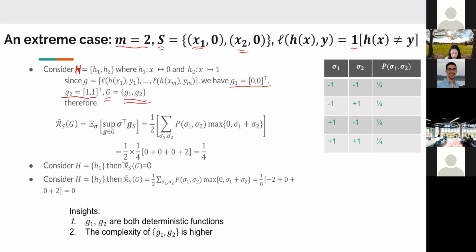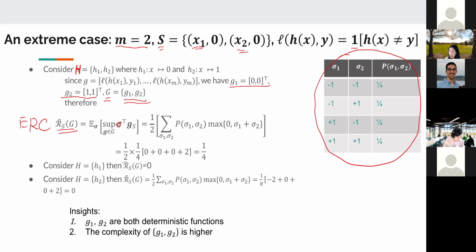So now we have the capital G, which is the collection of G1 and G2. Therefore, how do you evaluate the empirical Rademacher complexity? As I said, the definition is that. And then how do you evaluate it? It depends on the joint distribution of the sigma. As I said, the sigma has such a joint distribution on the right-hand side.